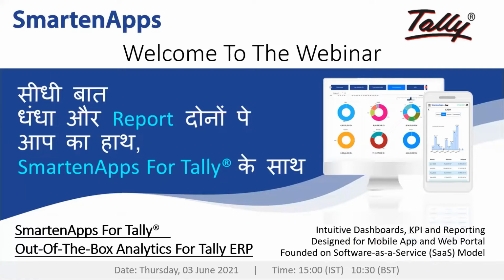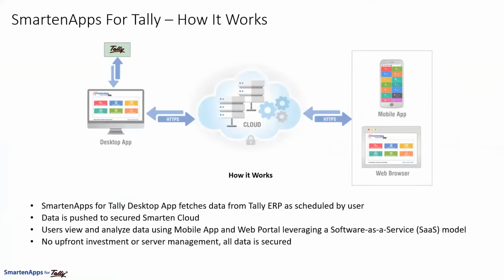So I'll start with a quick PPT, and then we'll take you through the actual tool and how it works. So this is how it works. Whether you are using Tele Prime or any other older version of Tele, the system will work with both. You install a desktop app, which can be installed either on a machine that is running Tele or any other machine in your network where Tele is accessible.